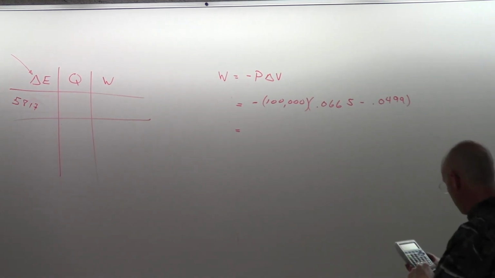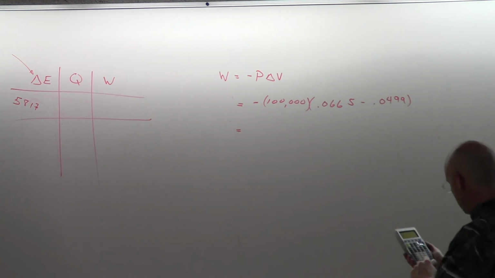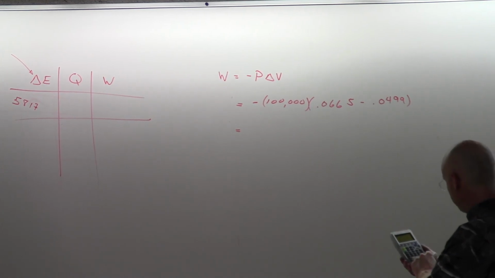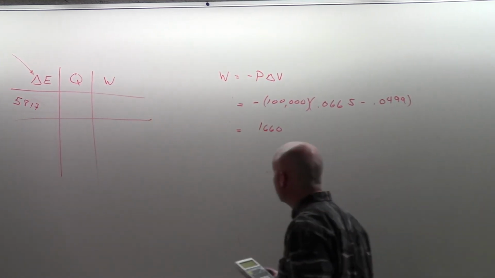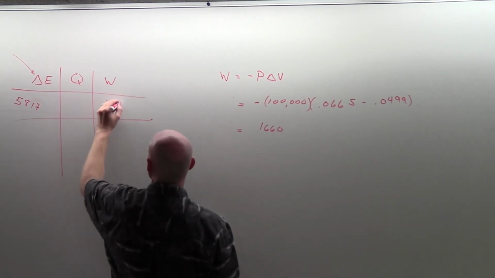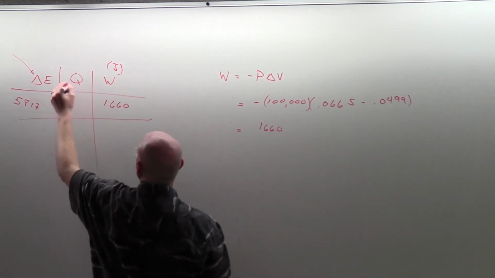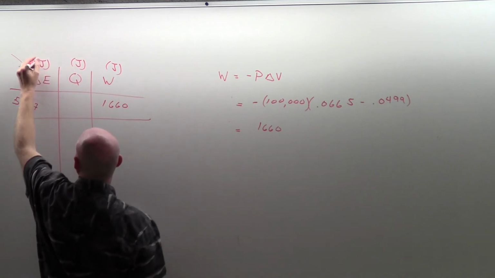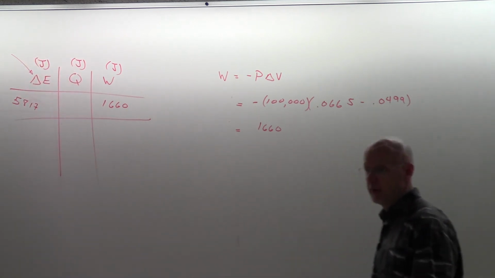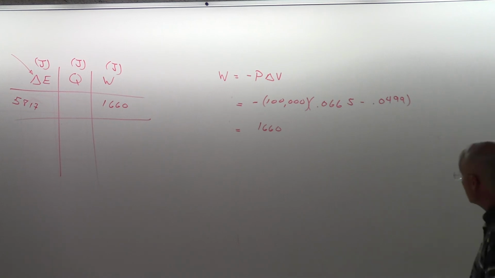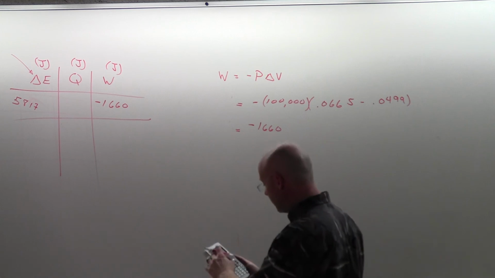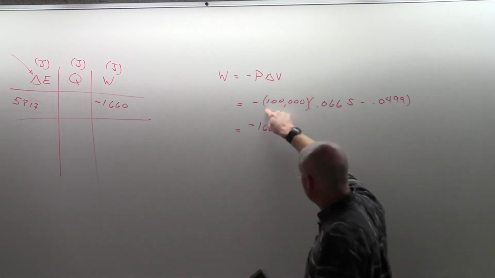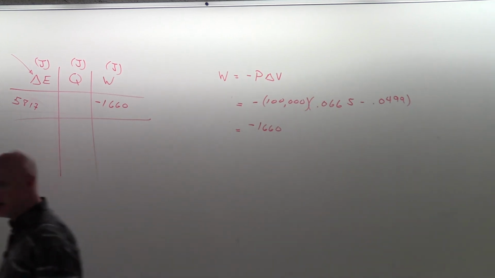So 123 times 0.0665 minus 0.0499, coming out to be 1,660. So 1,660 when measured in joules. So that's how much work. Negative number, sorry. Negative. I forgot to put the negative in my calculator there, but positive with a negative makes a negative. And it should be, it's expanding here.